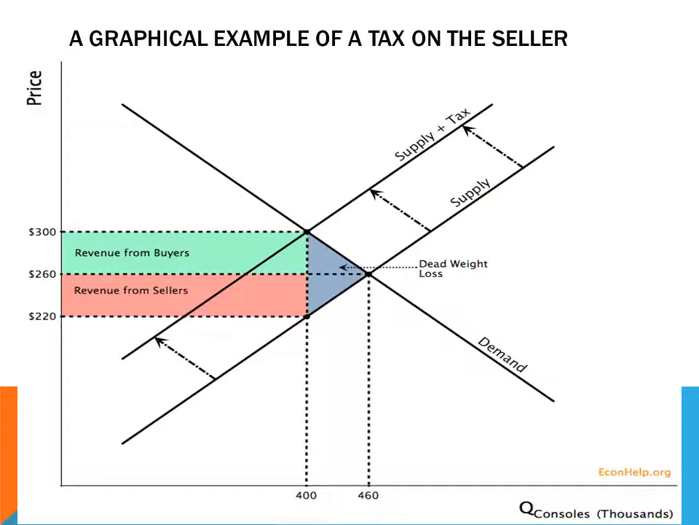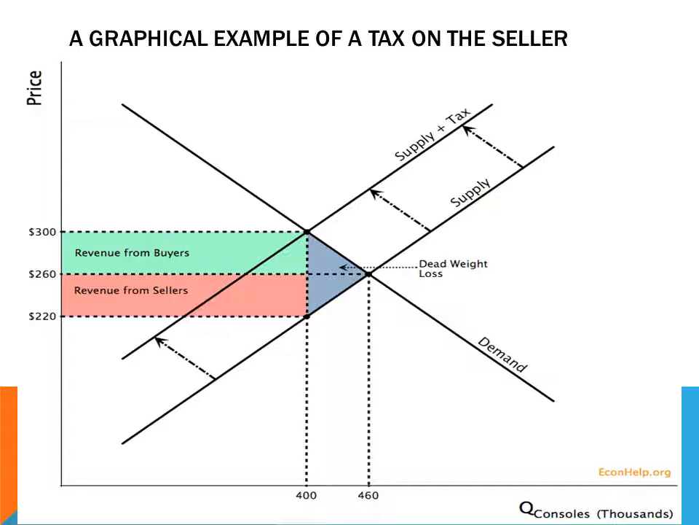Let's use a graphical example of a tax that is legally imposed on the seller. This tax shifts the supply curve up by exactly the amount of the tax, but it really doesn't matter if we place the tax on the supplier or the demander. The incidence of the tax, or the tax burden that falls on each party, is largely determined by the elasticities of demand and supply. In this case, the tax burden is split between buyers and sellers in equal amounts. The quantity of the goods traded in the market is reduced from 460 units to 400 units.